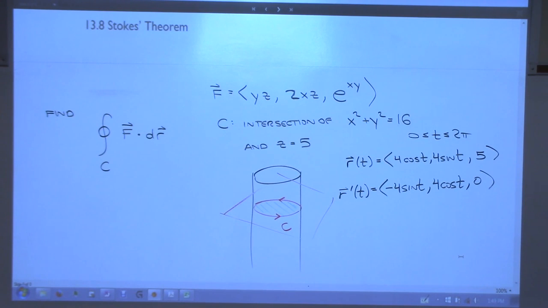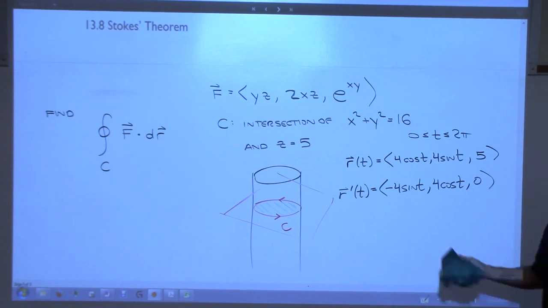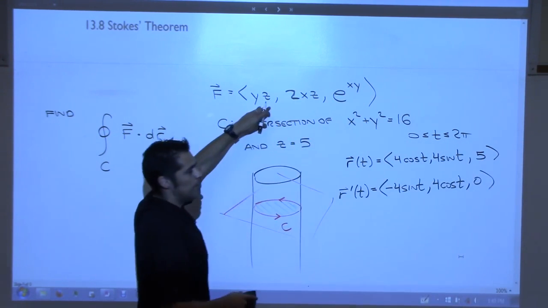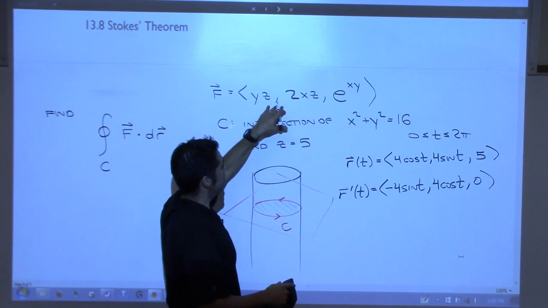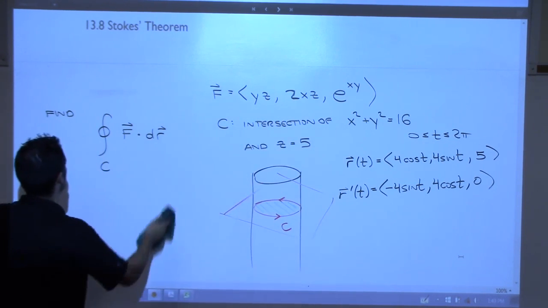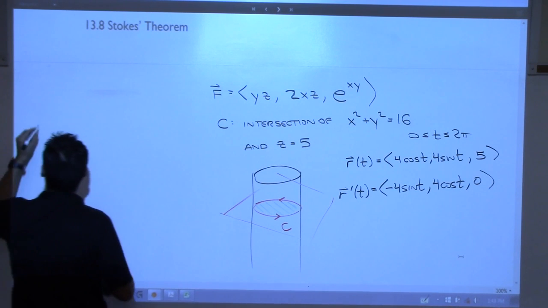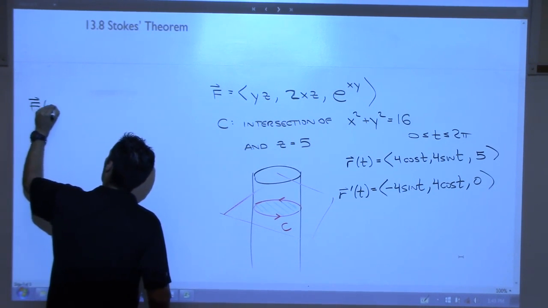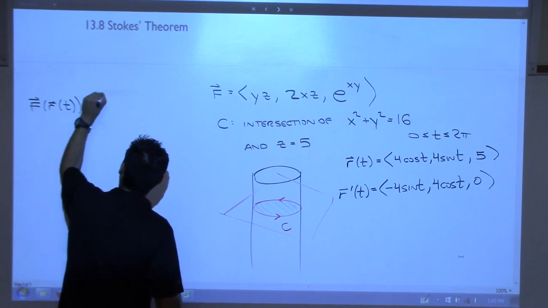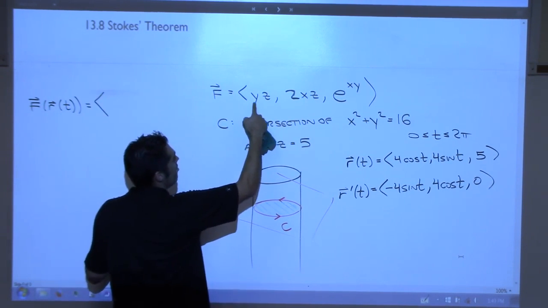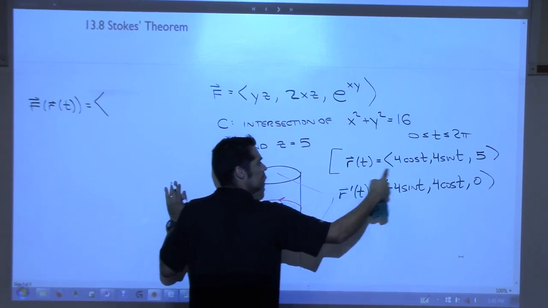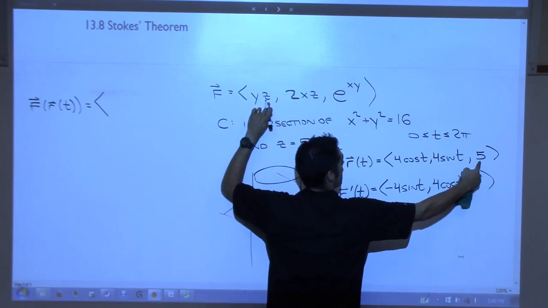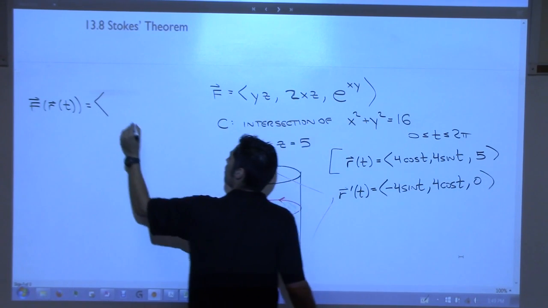What's next? Take the vector field and plug the curve into the vector field, and then dot that, not this, with the derivative. So let's go ahead and find what F of r of t is. We'll write that down, and then we'll dot them in a second. F of r of t. I'm just gathering all the information together right now, okay? What is yz? Remember, we're working off of this one. Z is 5, right? Y is 4 sine t. So this is 20 sine t.